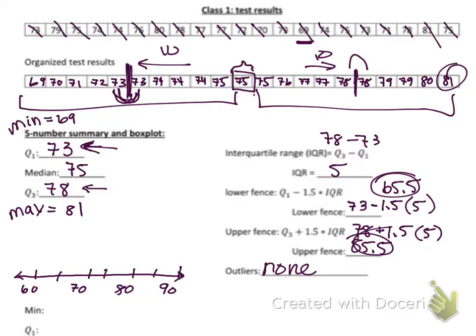My minimum is 69, which is about here. Q1 is 73, about there. Q2, 75, and Q3, 78. That makes our middle box. And our maximum value of 81 over here. This gives us our whiskers. Let's make a different color to label our values here. Our min of 69, Q1 73, Q2 75, Q3 78, and our maximum of 81.